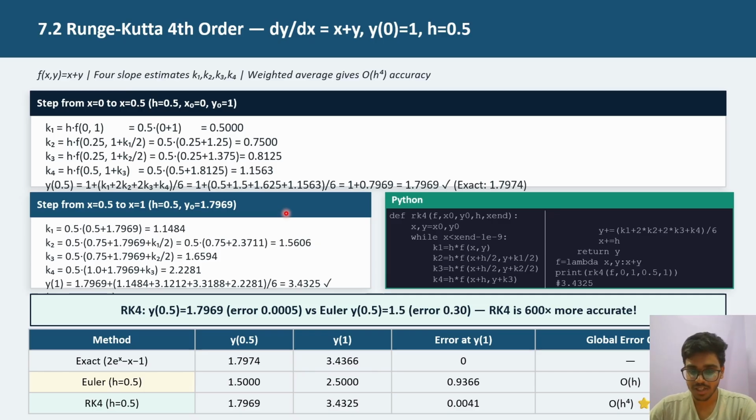For example, RK4 gives y of 1 approximately equal to 3.4325, which is extremely close to the exact value of 3.4366. So RK4 achieves very high accuracy even with larger step sizes.